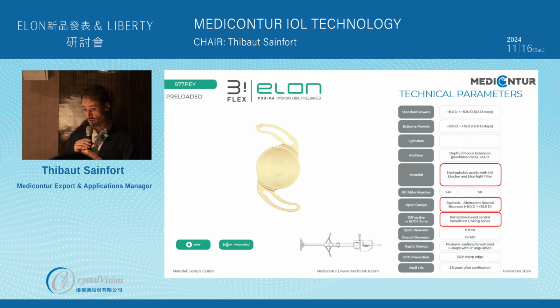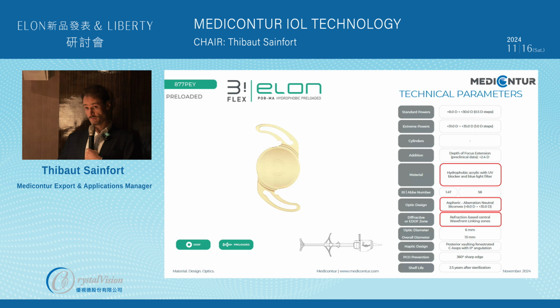So the ELON is a fully preloaded hydrophobic lens. It comes with an Abbe number which is very high, the highest on the market, so you have low chromatic aberration. The material is a SEMTE material. It's a hydrophobic material developed by MEDICONTUR, which is glistening free.